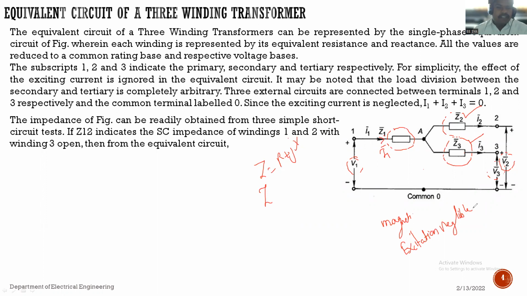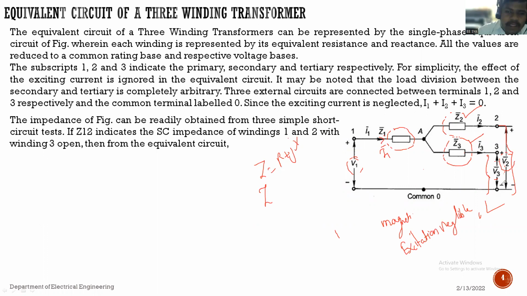Suppose we are considering separate loads: from terminal 1 to neutral we connect one load, from 2 to neutral we connect a load, and from 3 to neutral we connect a load. That means these three terminals can be connected to loads, because there is one common terminal, which we have taken, labeled by 0.